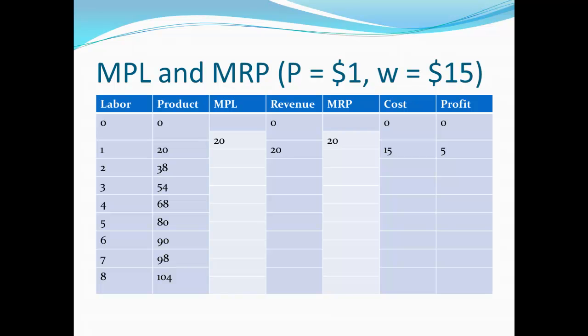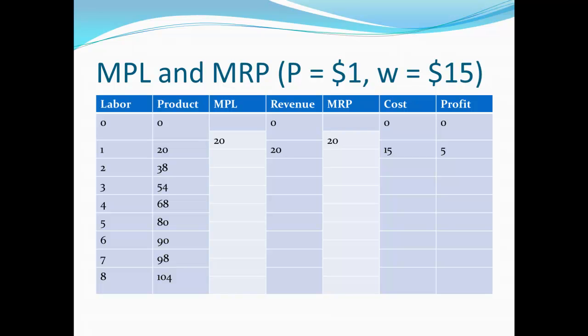Now, revenue in the first line is naturally going to be 0. If we're not producing anything, we don't bring in any revenue. At the same time, if we don't hire anyone, our cost is going to be 0. So a profit of 0 is what we have there in the first line. Now, in the second line, where we've actually hired a worker, we're now producing 20 units, selling them for $1 a piece. That's $20. Our cost is $15 because we have to pay that one laborer $15, leaving then a profit of $5. Marginal revenue product, we see there's 20.